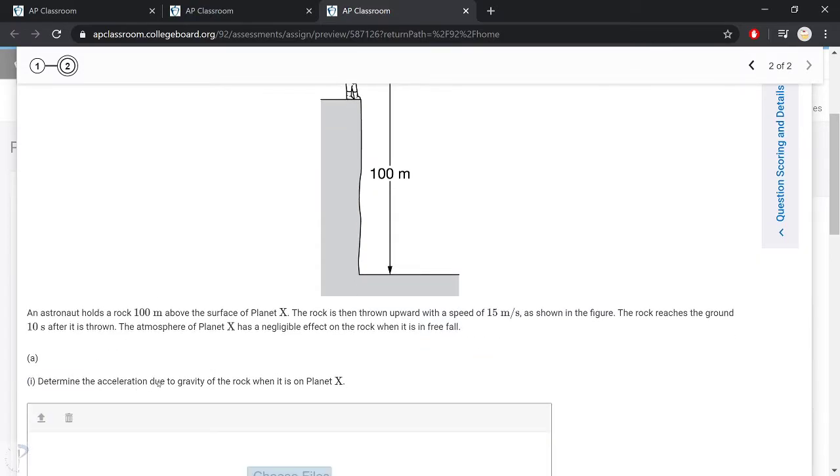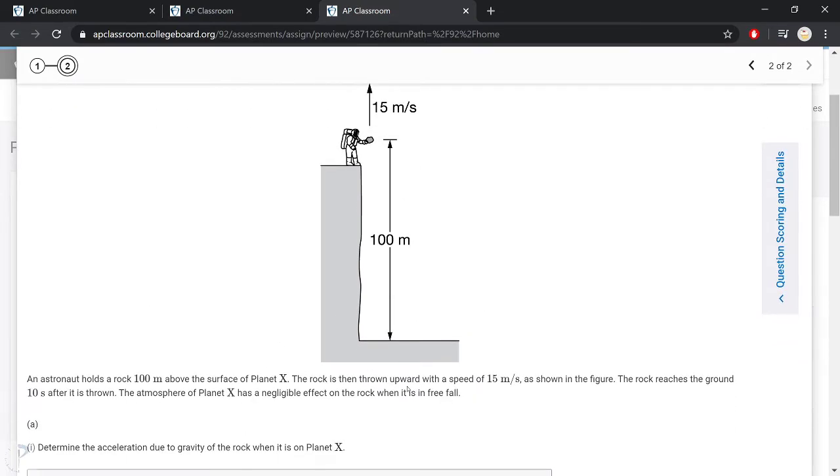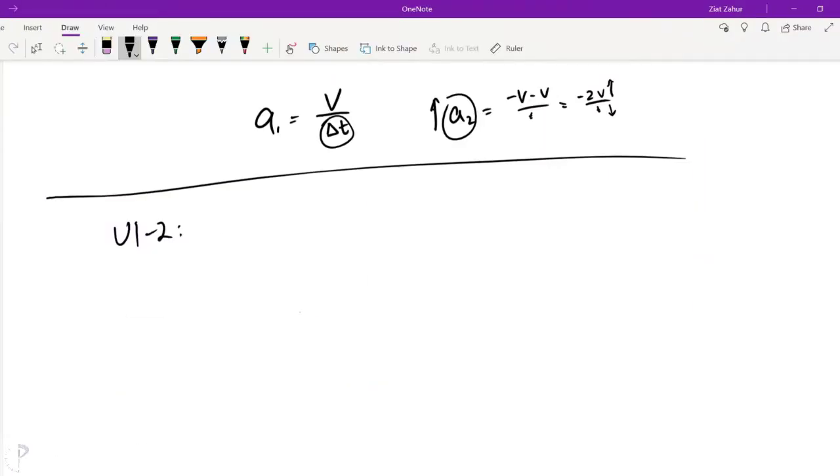Okay, determine the acceleration due to gravity of the rock when it is on planet X. So we don't actually have planetary data. We're not using the gravity equation. We are finding the acceleration due to gravity by finding acceleration using VOVAT. So let's see how we can find acceleration using VOVAT.